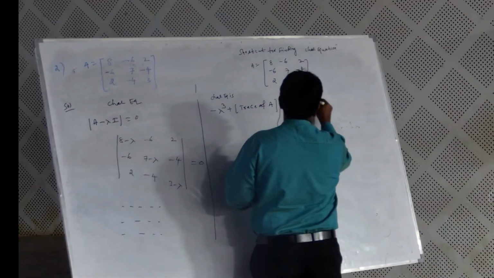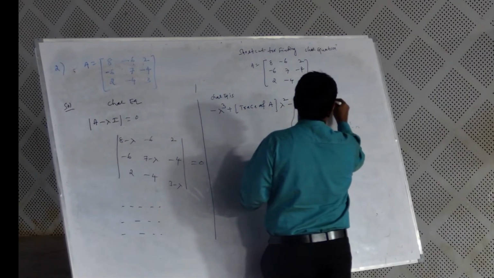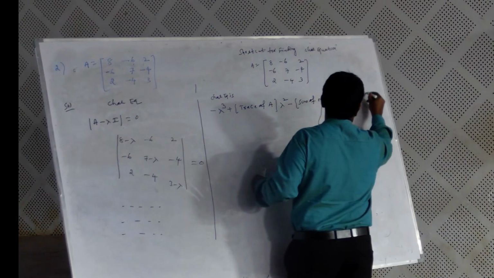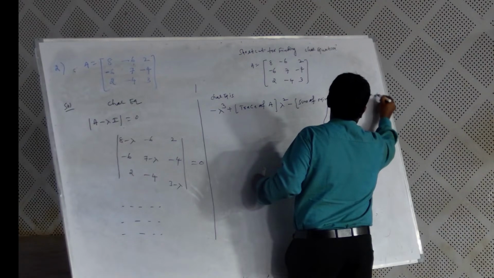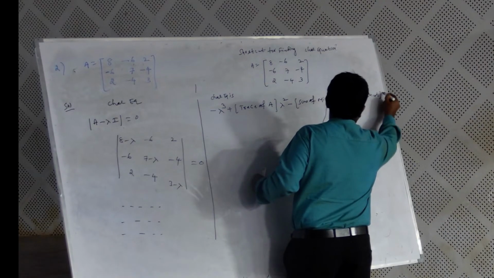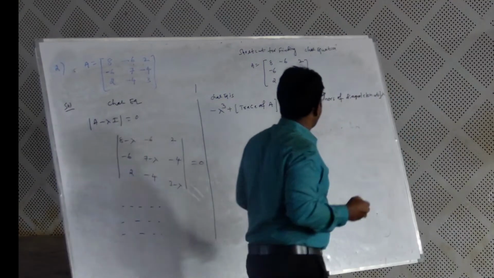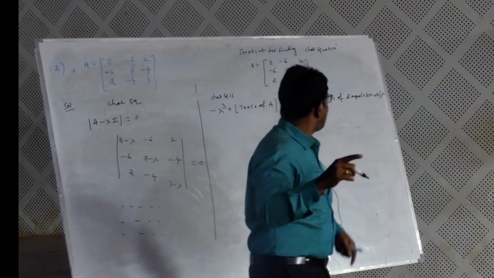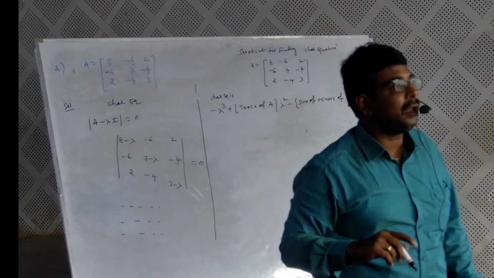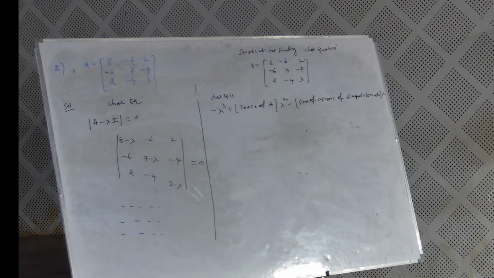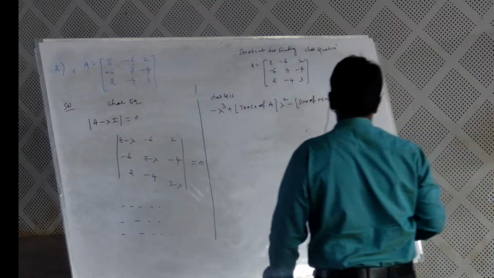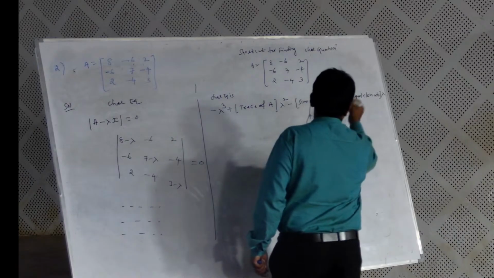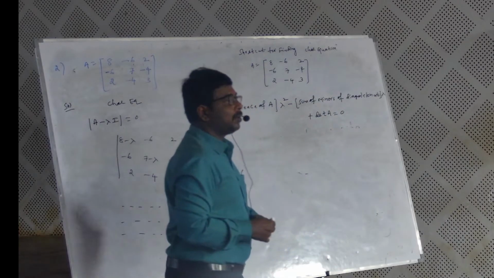Sum of the minors of diagonal elements into lambda. What I have written? Sum of the minors of diagonal elements into lambda. Next plus or minus? Next term plus determinant of A equal to 0. Determinant of A equal to 0.